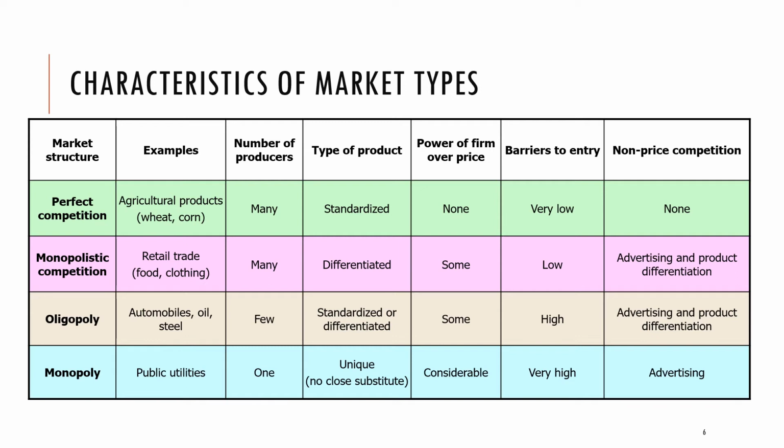In general, there are four types of market structure. These include perfect competition, monopolistic competition, oligopoly, and monopoly. Categorization of market types is based on the number of sellers, type of product offered by producers, power of producers over price, barriers to entry, and non-price competition. This week, we are focusing on perfect competition and monopoly. Then the following week, we'll cover monopolistic competition and oligopoly.